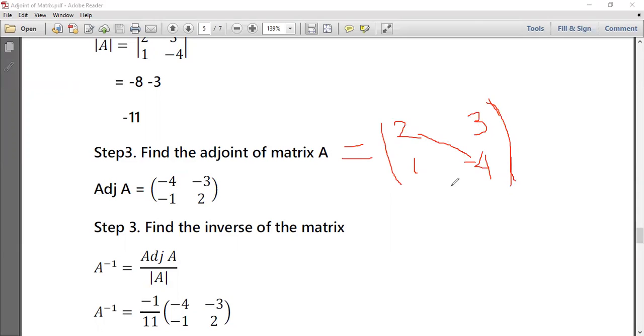If you want to follow the parameter, what you're going to do first is find the minor by closing this. You have the minor for 2 is what? Yes, it's -4.